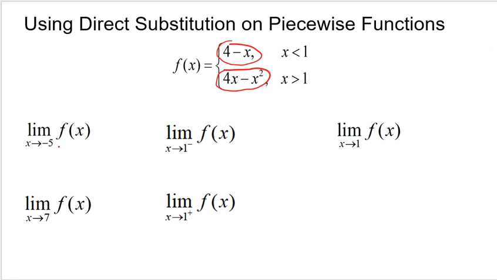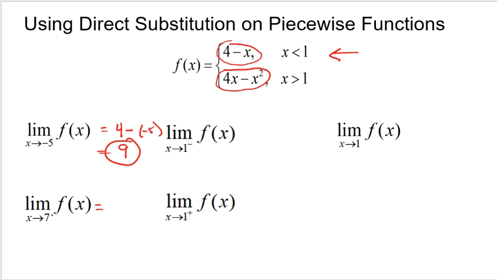All right, so the first question wants me to find the limit as x approaches -5. So again, I'm going to use direct substitution. Just plug it in, right? That's the new strategy. Just plug it in and see what happens. But where do I plug it in? Well, -5 is less than 1, so I'm going to plug it into the top function. So I do 4 minus -5. That results in a +9. Hey, that's a number. If you get a number, that's your answer. How easy was that?